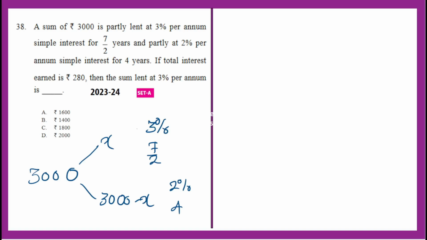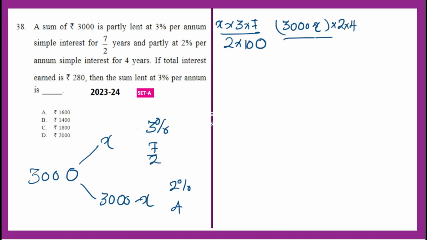Now calculate the simple interest for the amount X using the equation PRT by 100. That is X times 3 times 7 by 2 times 100. Now the simple interest for 3,000 minus X as 3,000 minus X times 2 times 4 by 100. Now it is given that the total interest equals 280. Now take 200 as LCM.